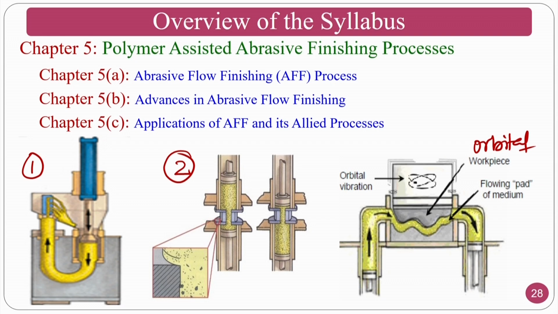In one-way, you are just pushing the medium, that is polymer plus abrasives plus rheological additives, in this direction, and your component is here, and you are finishing, and again it comes out here. In a two-way, this is the component, and you are reciprocating from 2 directions. Whenever this goes upward, this also goes up, and whenever this goes down, this also goes down. So, this is called a two-way.